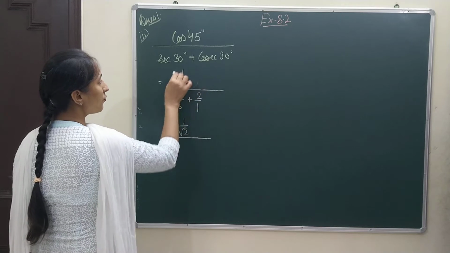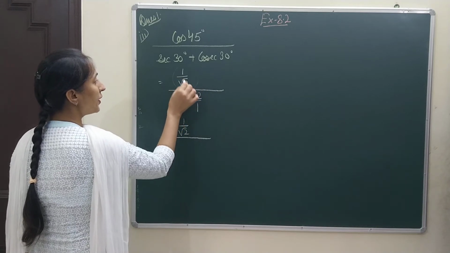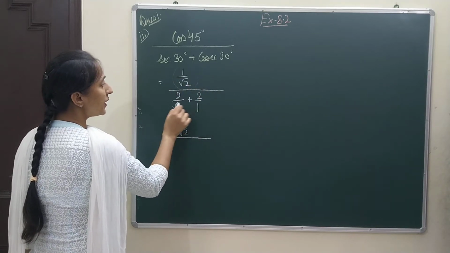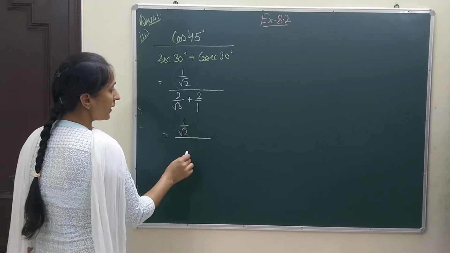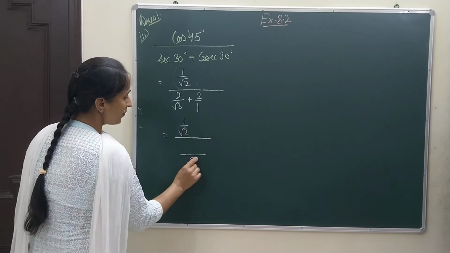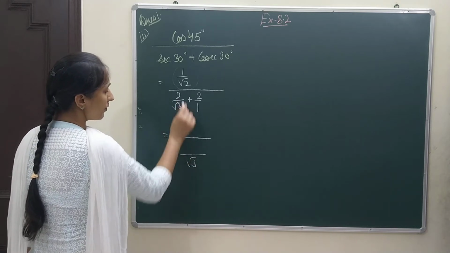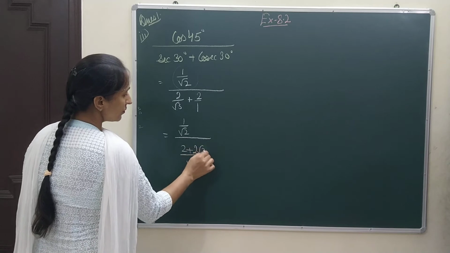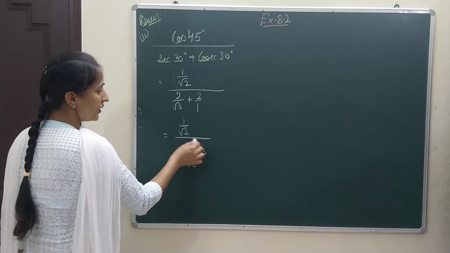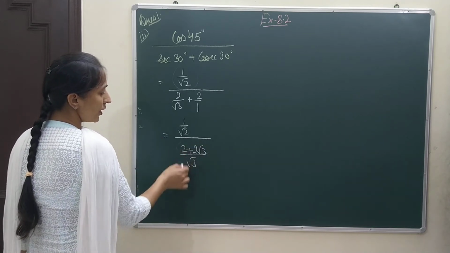In the upper part of the fraction, I have a complete numerator and denominator, but here the numerators and denominators are lying separately. So I have to combine these. I will be taking the LCM. It will be root 3, and when I solve, it will be 2 plus 2 root 3. Now here the complete numerator is formed and one denominator is there.